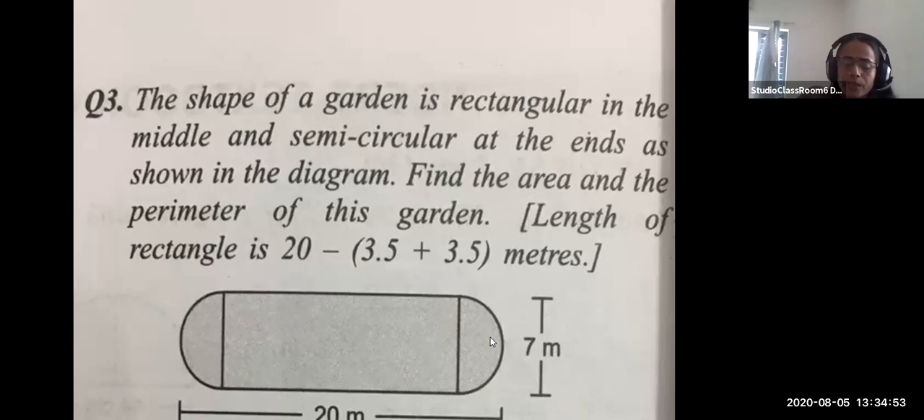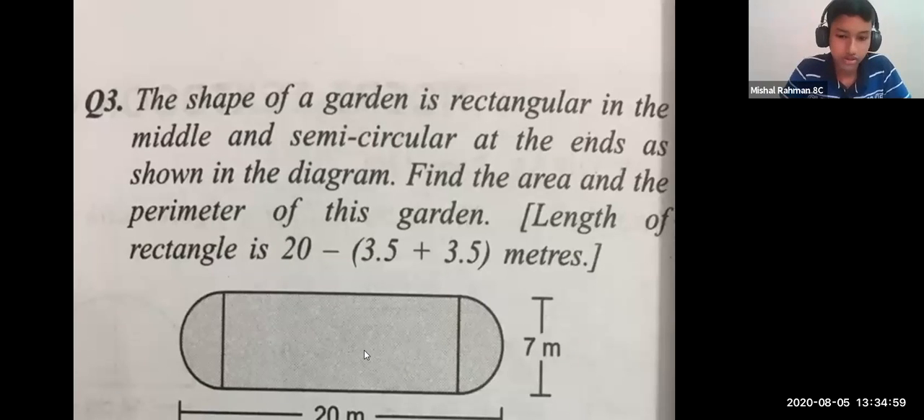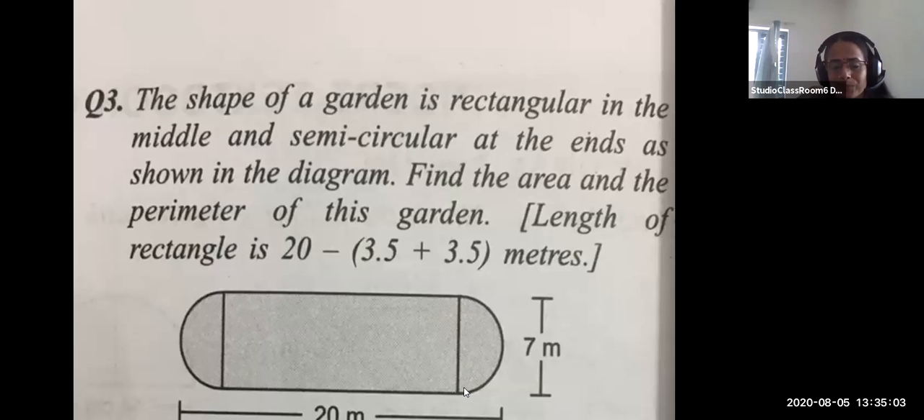We found area of these two semicircular parts. Okay, we need the total area of the garden. So what we have to do next? So we should find the area of the rectangle. Yes, we have to find area of the rectangle. Okay, how? L into B. Are L and B given?